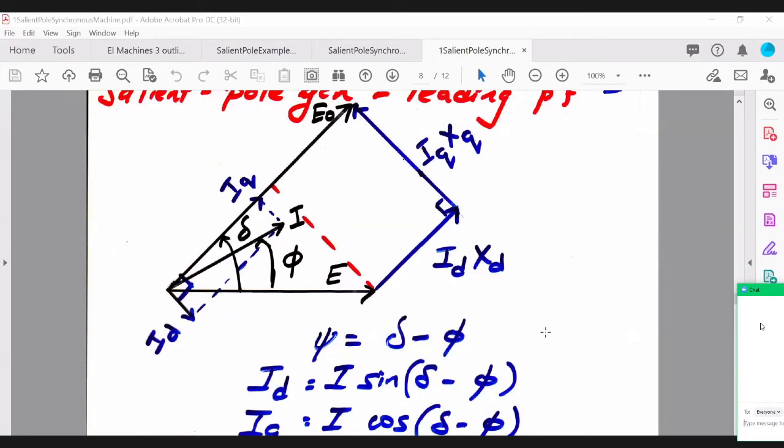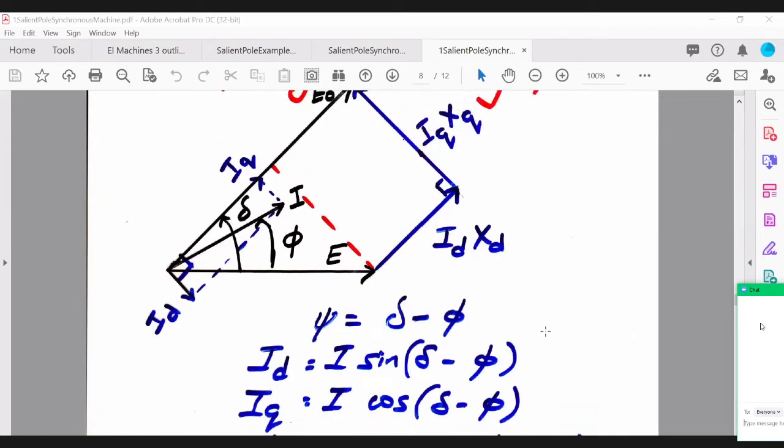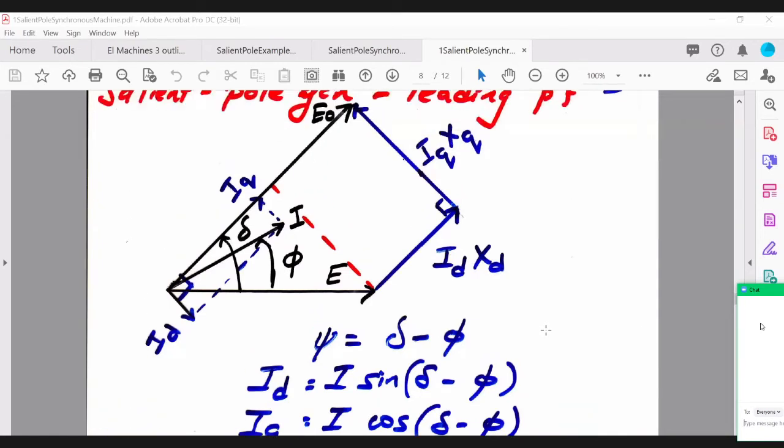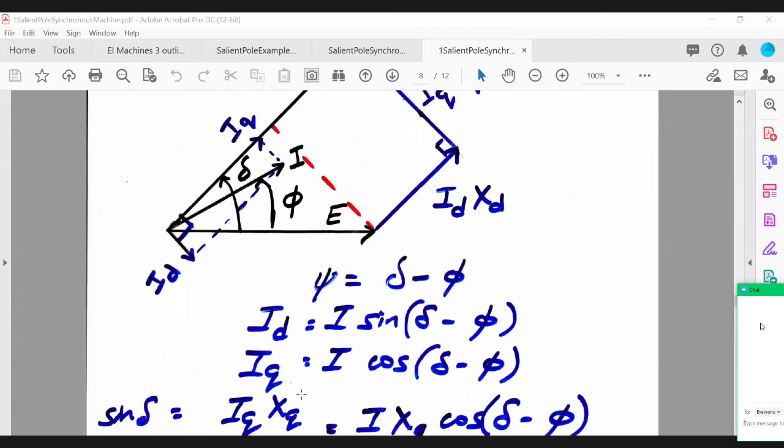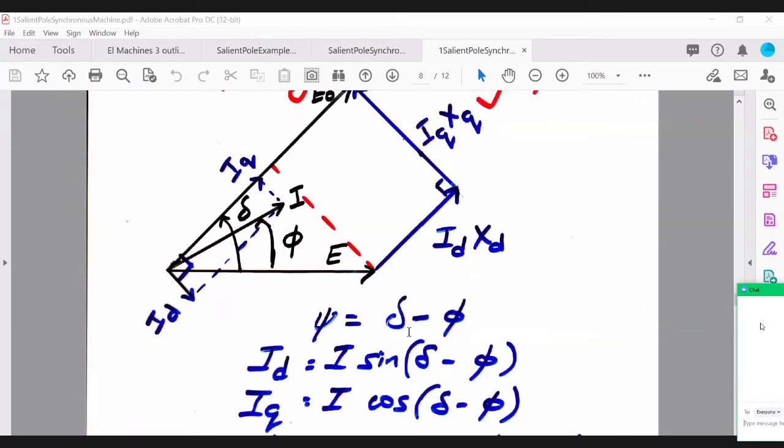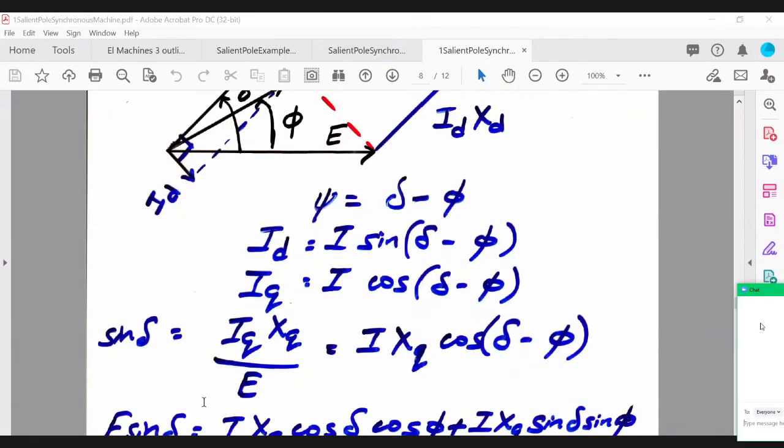And again, I will derive a formula for tan of delta in terms of the current and the terminal voltage. So in the same respect, I will determine what sine delta is. Okay, so sine of this angle here. Obviously it's subtended by this phasor here, which is IQ XQ over E, same as before. It's just that now the angle inside your cosine function is no longer phi plus delta. Now it's delta minus phi, right?